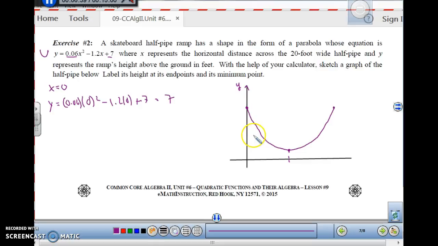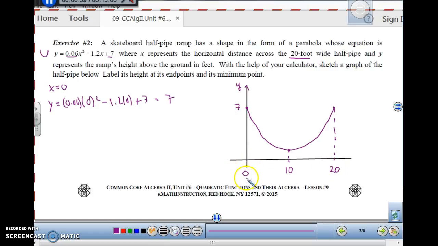Well, we said this is going to be how wide? It's going to be 20 feet wide. So going out from here, this is going to be 0, and this is going to be 20. All right, so just for a guess, what do you think this is going to be right here? Well, remember, this is the minimum point. It's going to be 10. Okay. All right, so now I know that this value is 7. This value has got to be 20.